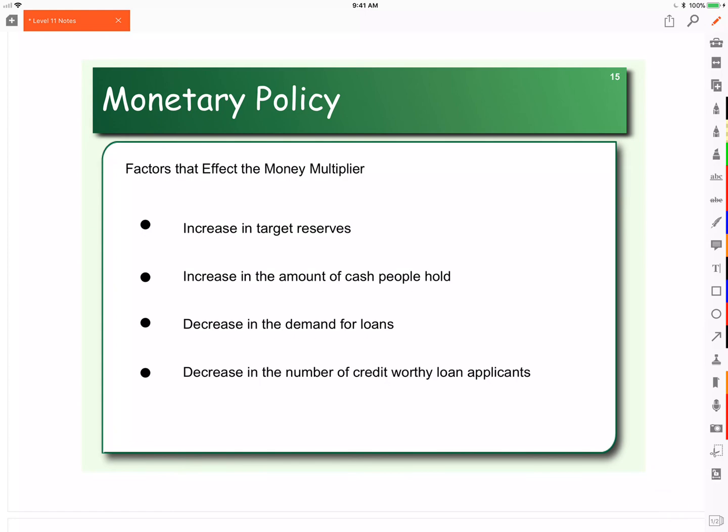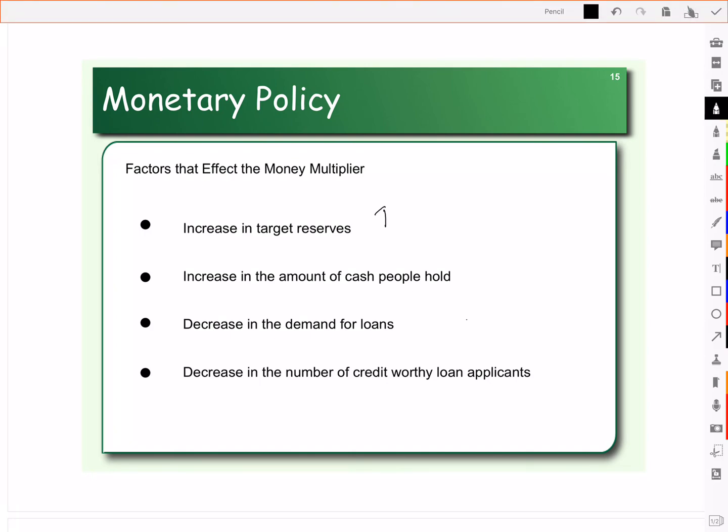Well, while we're on the topic of the money multiplier, let's look at what would impact the money multiplier. Okay? So we just said that if there's an increase in your target reserve ratio, then that's going to make your multiplier go up or down. Increase the target reserve ratio, it makes the multiplier go down.